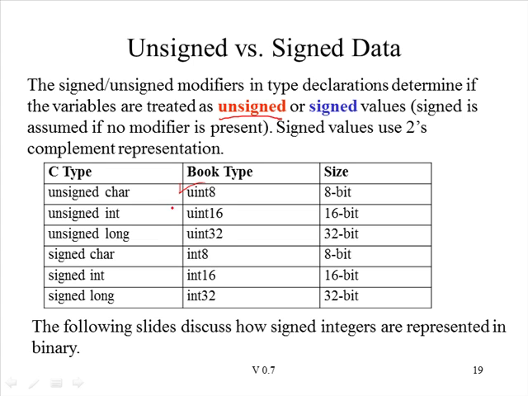Up until this point, all of our examples have used unsigned data types. We've used uint8, uint16, and uint32 for 8, 16, and 32-bit wide data. We will now begin discussing signed integers, and these are the data types that we'll use for that. We'll use an int8, an int16, and an int32, which will represent a signed 8-bit, signed 16-bit, and signed 32-bit. The following slides are going to discuss how signed integers are represented in binary.